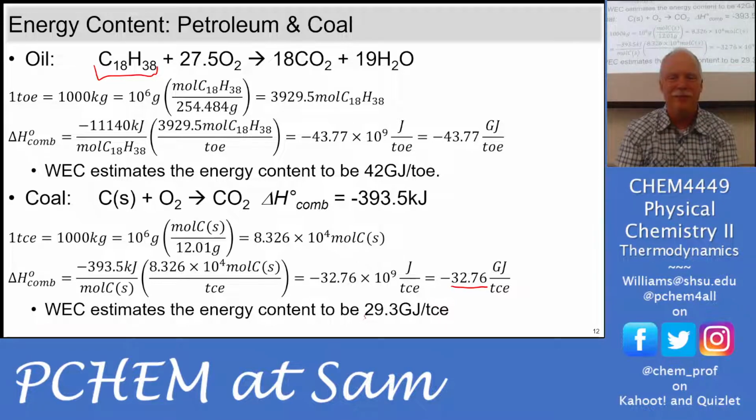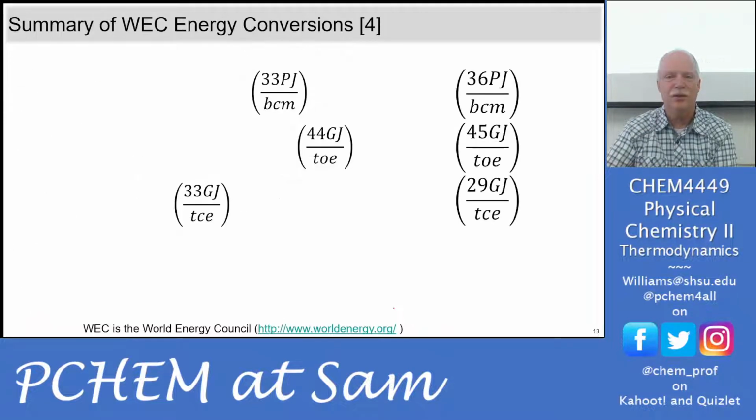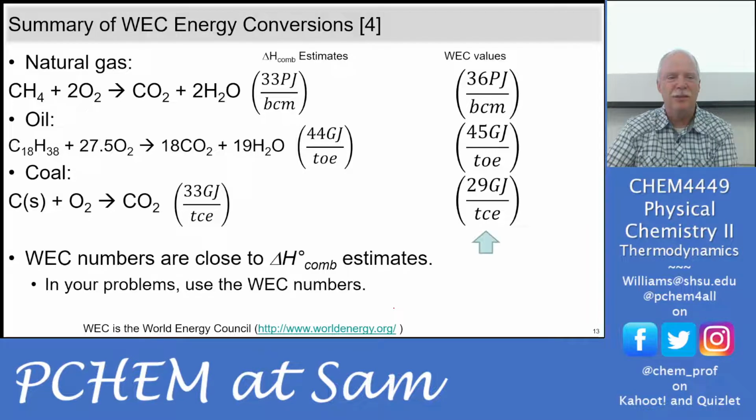And so it drops quite a bit. It drops to 29 gigajoules per ton of coal equivalent. But anyway, those are the numbers that we use at the World Energy Council to look at the energy content of the reserves around the world. So here's our summary slide and our World Energy Council numbers.